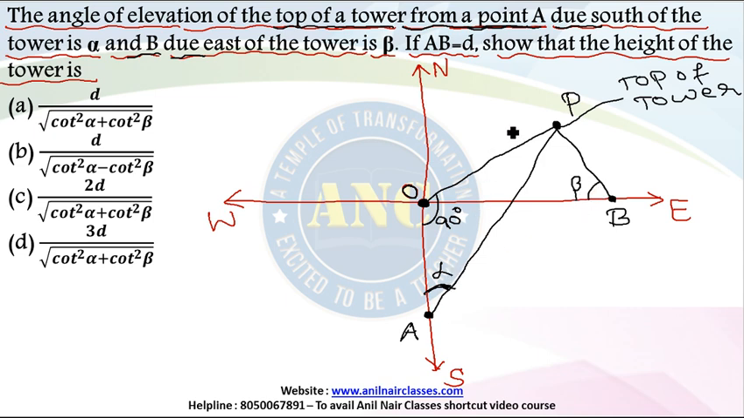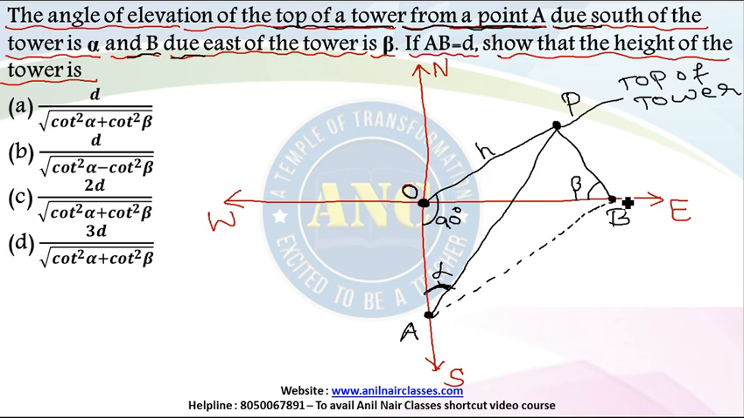The question is, show that the height of the tower is how much? Height of the tower is what we are interested in finding. The tower is nothing but OP. Height I will call H. H value is only what we are interested in finding. Let me join these two points A and B for our problem solving. I hope the diagram is clear for you.